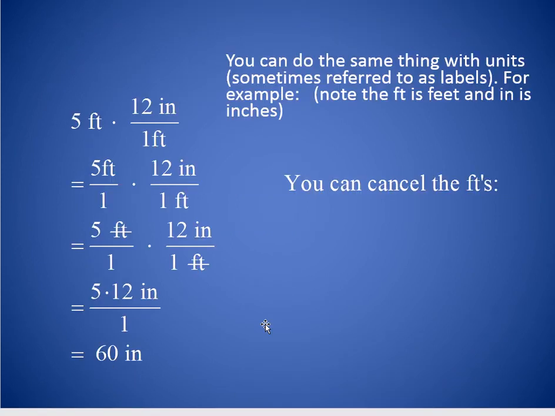The point of this is that I could do the same thing with units. Let's say that I have 5 feet times 12 inches over 1 foot. All right, I could rewrite the 5 feet as 5 feet over 1. And notice that I've got a foot on the bottom and a foot on the top, so I can cancel those out, just like I would numbers. And so if I do that, I have 5 times 12 on the top, and the unit left is inches, over 1, or 60 inches. That's the whole idea of this technique.